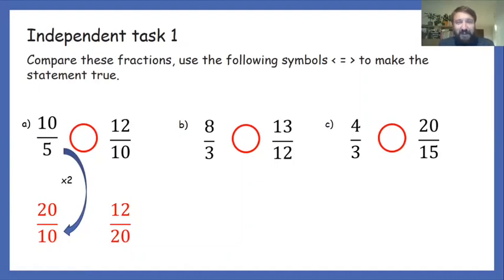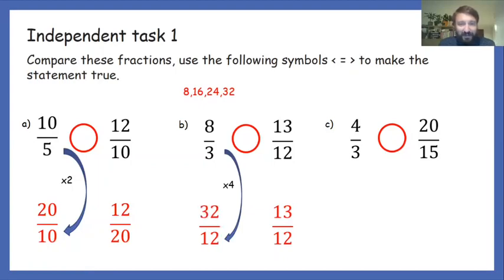In B, we have 8/3 and 13 over 12. Now we need to find the common denominator, and again Mr. Osborne's been very generous, because we know that the common denominator there is going to be 12. I don't know why I've done my 8 times table up there, no need to. So we're going to multiply 3 by 4 to give us that 12, and there you go. I did need to do my 8 times tables, and just in case you can't remember your tables, 8 times 4 is going to give me 32. So we've got 32 over 12 and 13 over 12, which is going to allow us to compare those fractions.